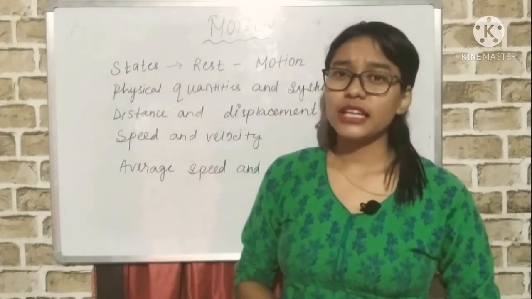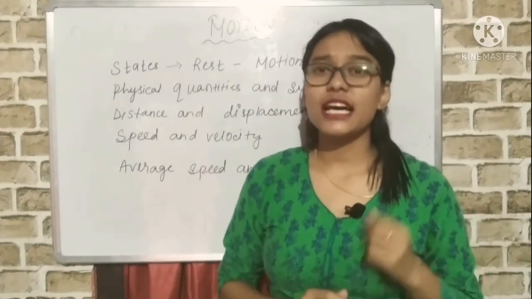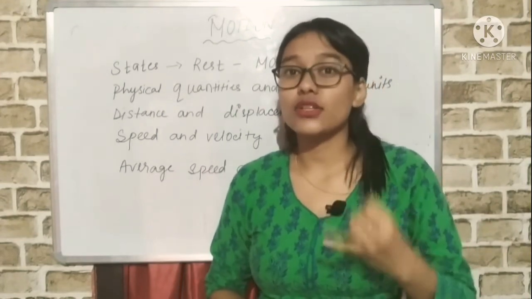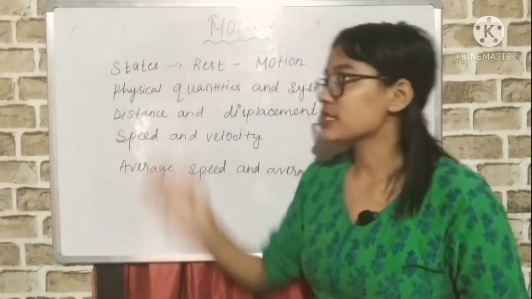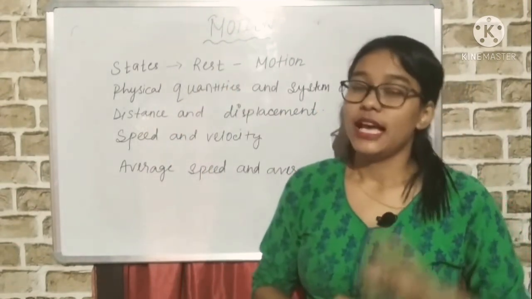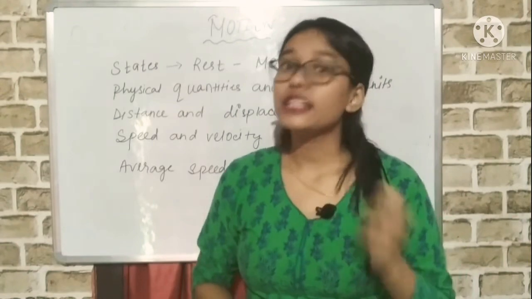Now you see any object has two states in physics. Like in chemistry it had three states, like solid, liquid and gas. But in physics it has two states, that is rest and motion. An object can be at rest or at motion.